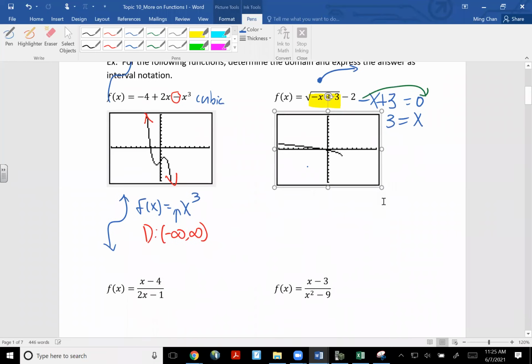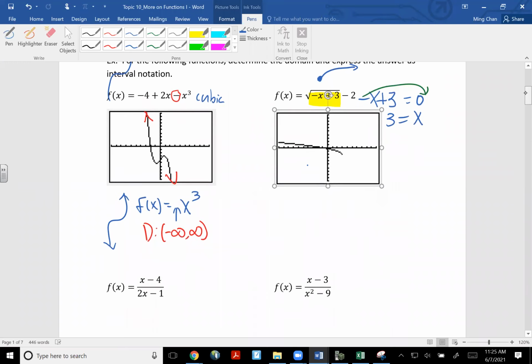That x equal to 3 is not where the domain begins. Since my square root function is coming from the left, it actually ends right here when x is equal to 3. That's what that 3 is. That's where my domain actually ends. So even though the graph is going the other way, if you set what's inside the square root equal to 0, it will tell you whether that point is where it begins or where it ends.